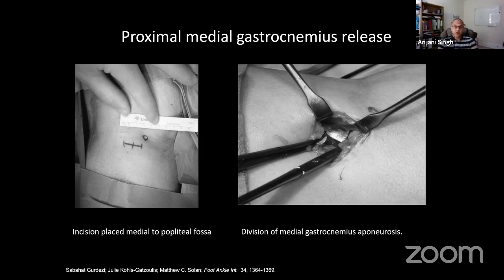And this is similarly recommended for even people who have got recalcitrant plantar fasciopathy. There is evidence to say that this works in them as well.